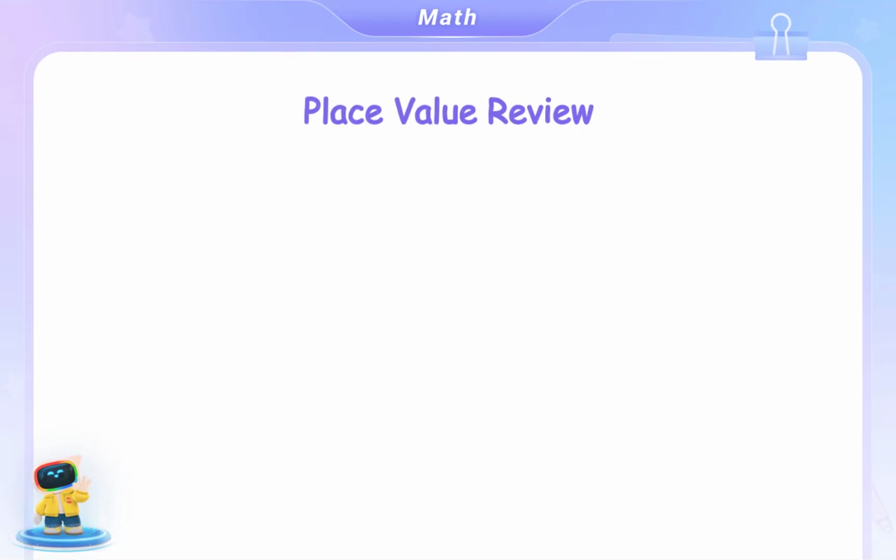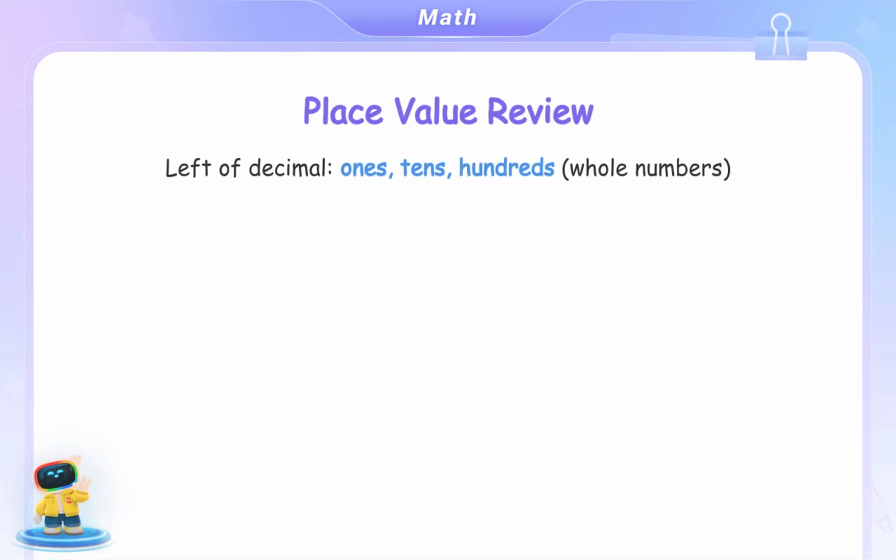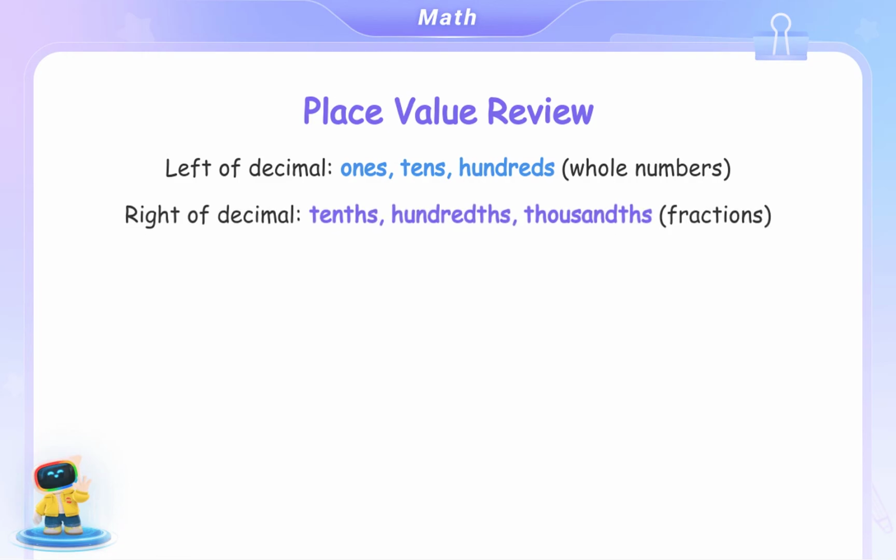Let's review place values. To the left of the decimal point, we have ones, tens, hundreds, and so on. These are whole numbers. To the right of the decimal point, we have tenths, hundredths, thousandths, and so on. These represent fractions of a whole. For example, 0.005 has 5 in the thousandths place.